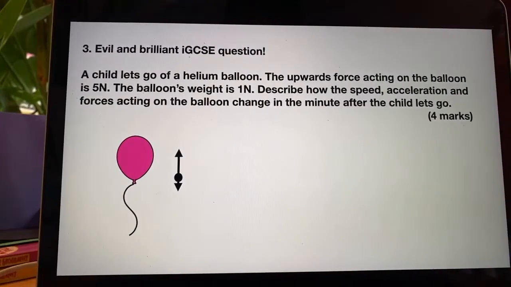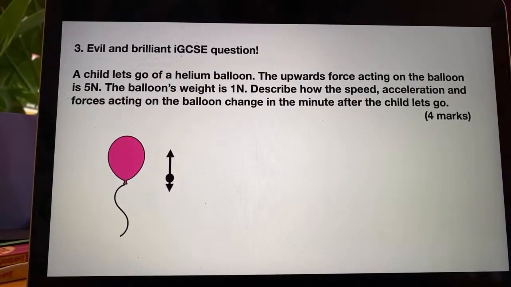I loved this. So clever. Here we go. Right. A child lets go of a helium balloon. The upwards force acting on the balloon is 5 newtons. The balloon's weight is 1 newton. Describe how the speed, acceleration and forces acting on the balloon change in the minute after the child lets go.